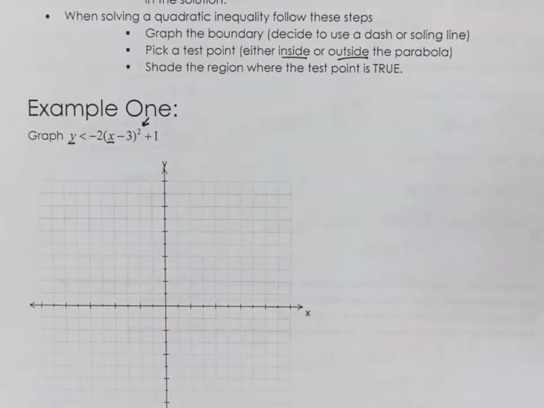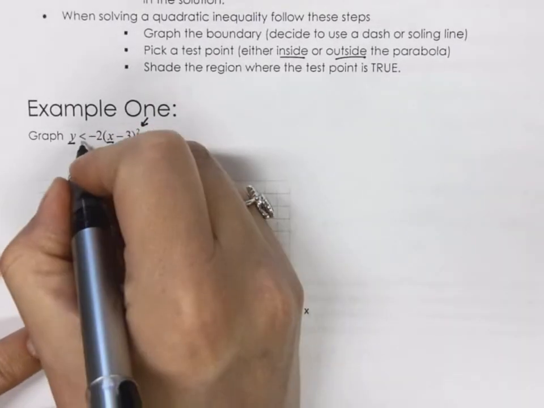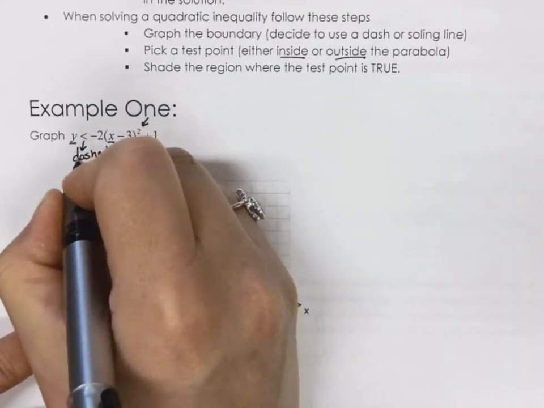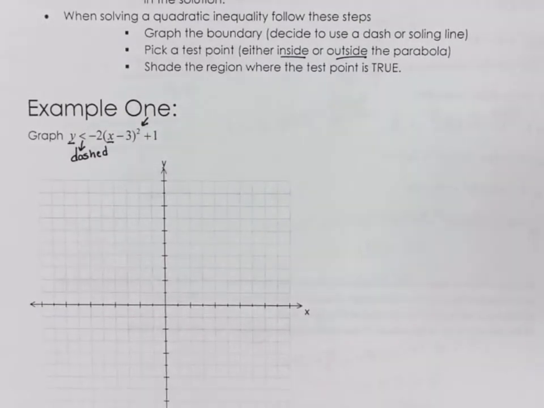Okay, so the first thing I'm going to do is identify, am I going to have a dashed or solid boundary? Anybody? Dashed, because it doesn't have that equal sign. So just keep that in mind, that this is telling me that I'm going to have a dashed line.